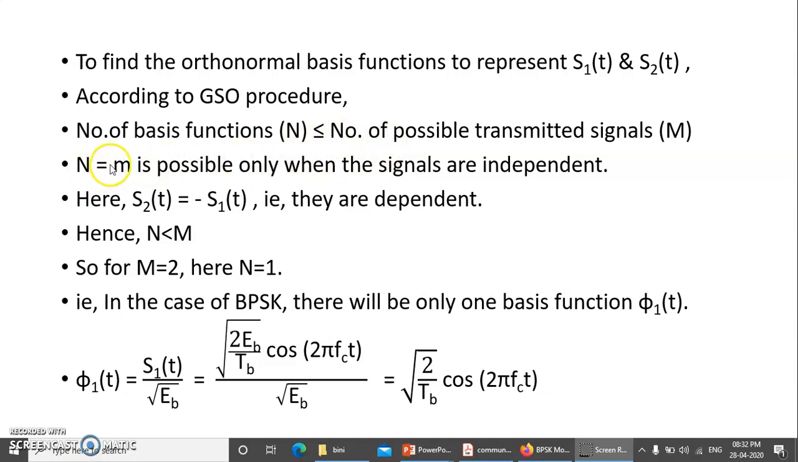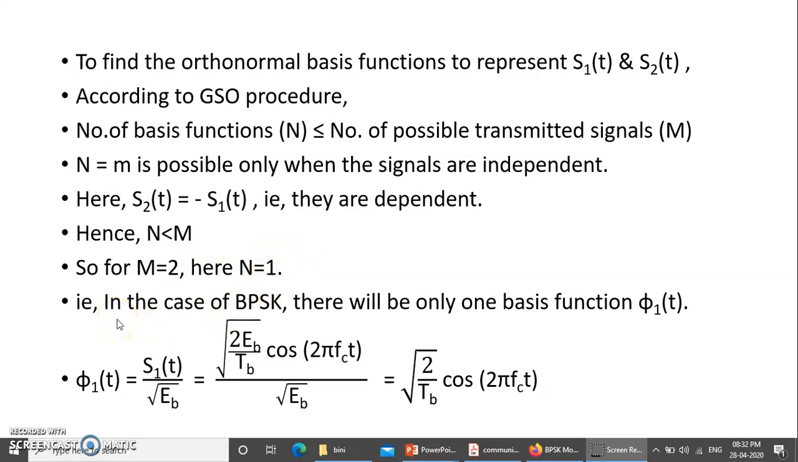N is equal to capital M is possible only when the signals are independent. Here S2 of t is equal to minus S1 of t. So that means they are dependent. So N should be less than M. Capital N will be less than M. So here M is equal to 2, so N can possibly be 1.